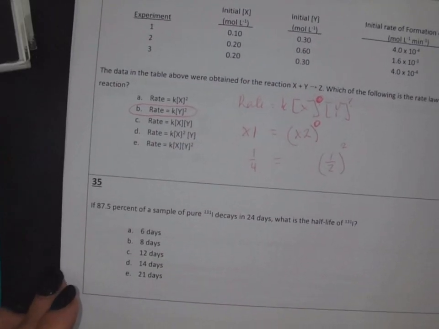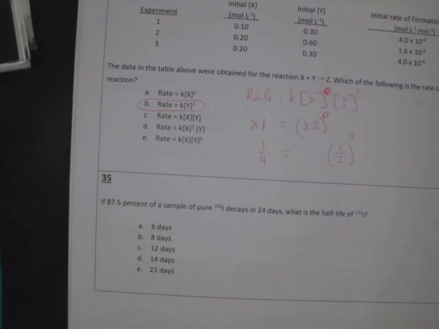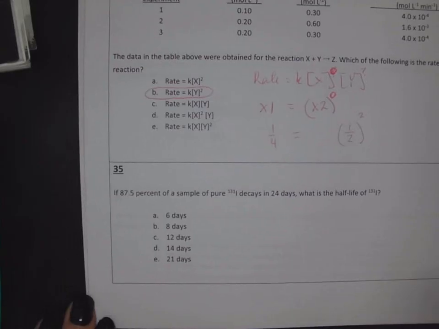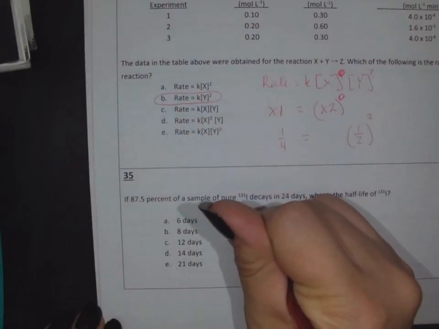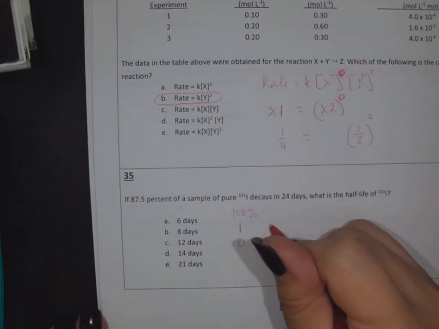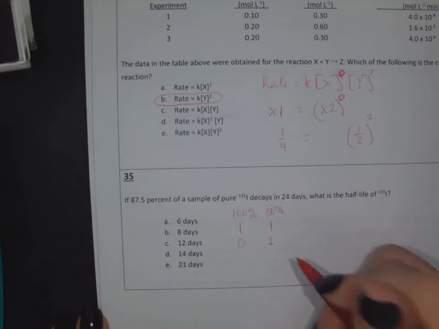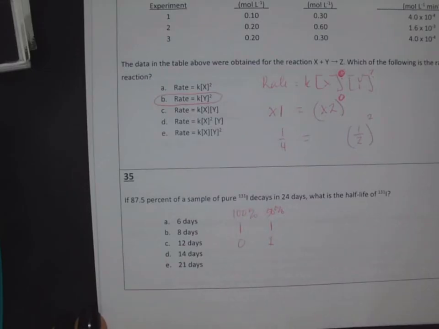Okay, 35. If 87.5% of the sample of pure iodine decays in 24 days, what is the half-life? Now, a reminder, half-life is how much time it takes for half of a radioactive substance to decay. So, like, if I started with 100% at time 0, at half-life of 0, I got to 50% at half-life of 1. Okay, and we're saying that 87.5% has decayed.